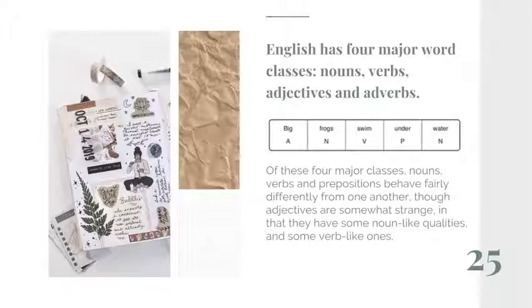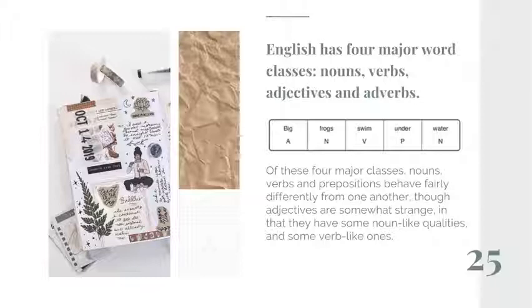Major word classes. English has 4 major word classes that are nouns, verbs, adjectives, and adverbs. But sometimes the formation isn't that way. It can be nouns, verbs, adjectives, and prepositions, just like the example below. Big frogs swim underwater.